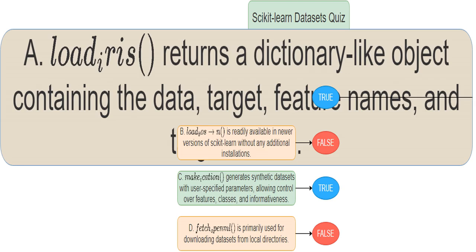I'm checking if you know that the load_iris function, which loads the famous iris flower dataset, gives you a data structure that's similar to a dictionary. It lets you access things like the data points, the species labels, and the names of the features easily.